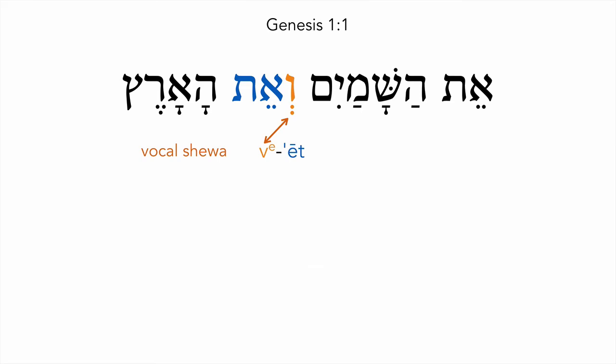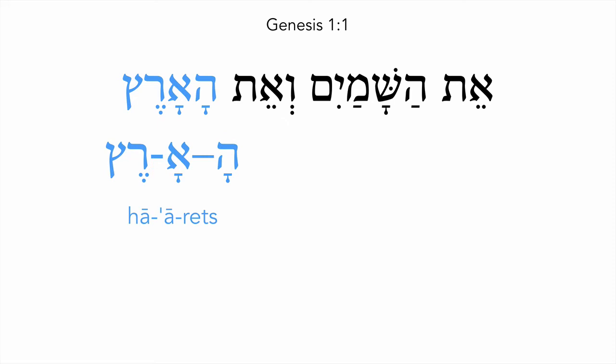This is V, our consonant vav, and the little vocal shwa, ve-et. And here we have ha, a, rets. Consonant vowel, consonant vowel, consonant vowel, consonant. Ha, a, rets.